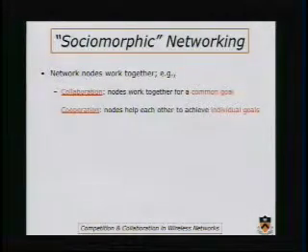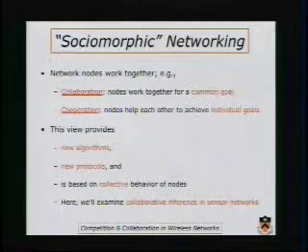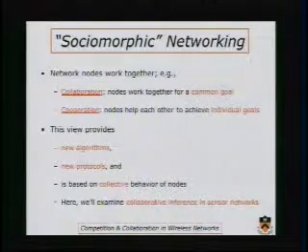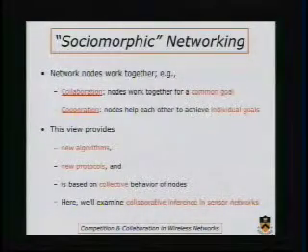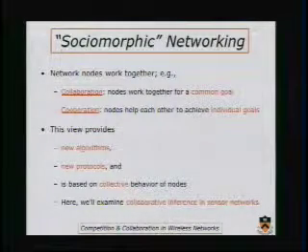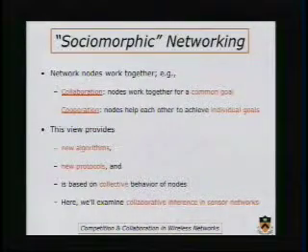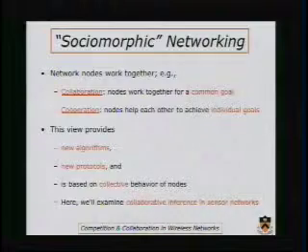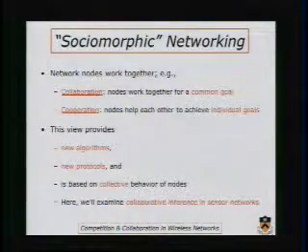A cooperative communication system is an example of the second one, and I'm going to give an example here of the first one. The value of this view of networking, for engineers, is that it leads to new algorithms and new protocols for the way nodes interact with one another.